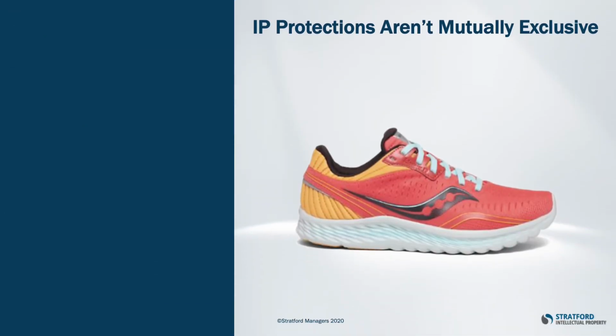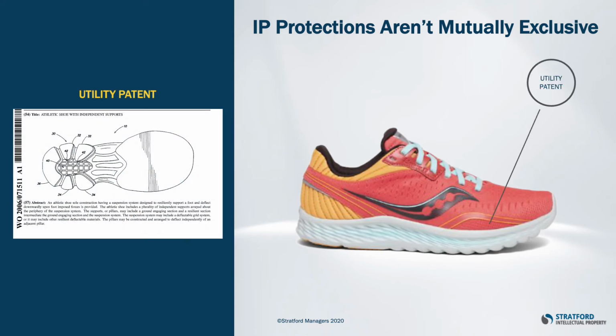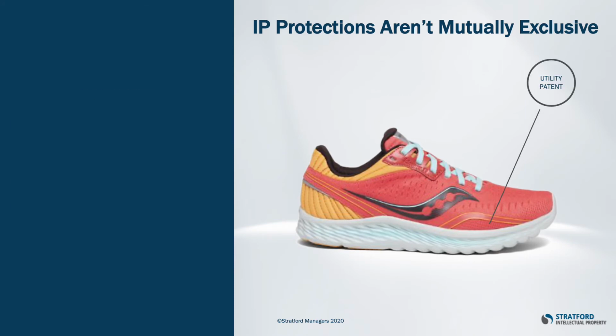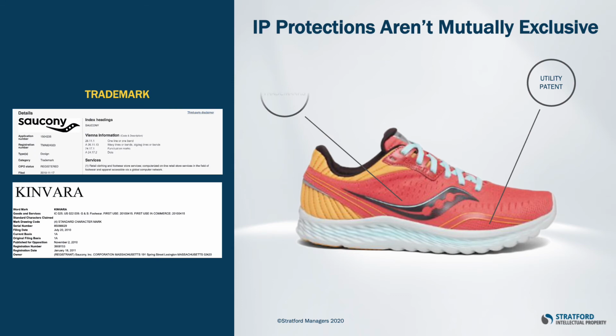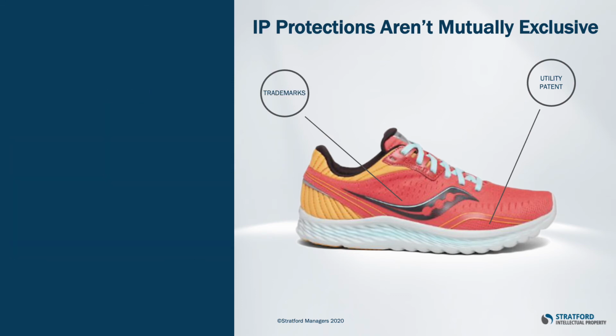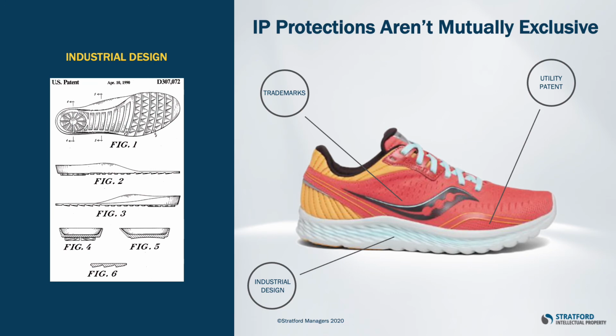It is important to note that the various types of IP protections are not mutually exclusive. Here's an example of a well-known running shoe, the Saucony Kinvara. This shoe is protected by at least one utility patent covering the sole cushioning. It's also protected with at least 2 trademarks. It's protected with at least one industrial design on the insole.